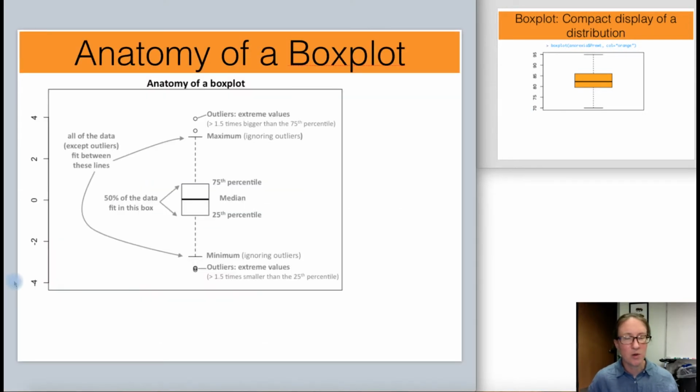Okay, so let's talk a little bit more about the full anatomy of this box plot, and this may be a useful slide to copy or to print out.